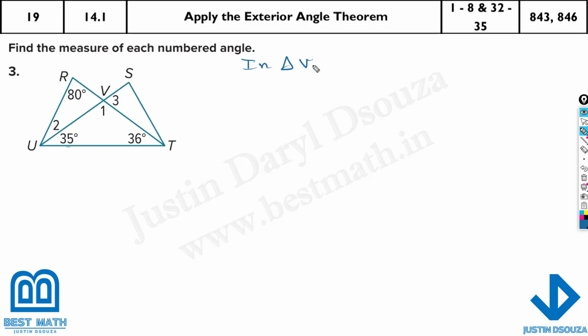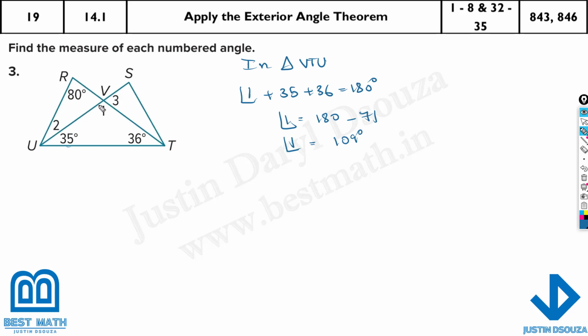In triangle VTU, we have measure of angle 1 plus 35 plus 36. That is equal to 180 degrees, isn't it? So measure of angle 1 can be found by 180 minus 35 plus 36, which is 71. So it will be 109 degrees, measure of angle 1.